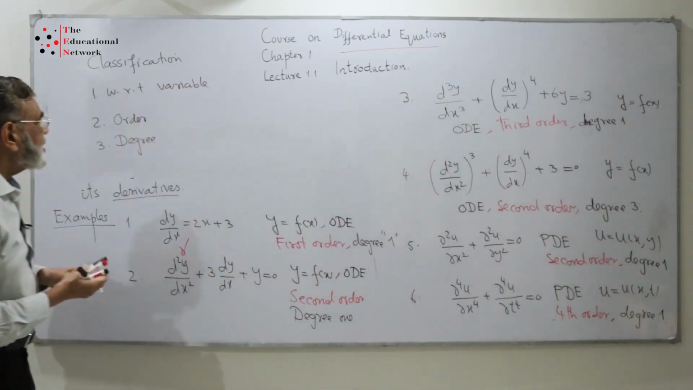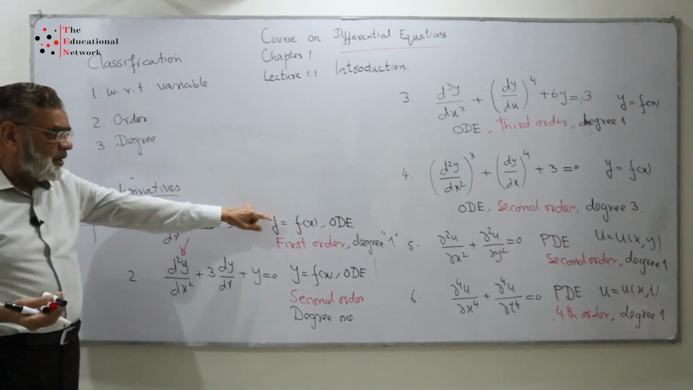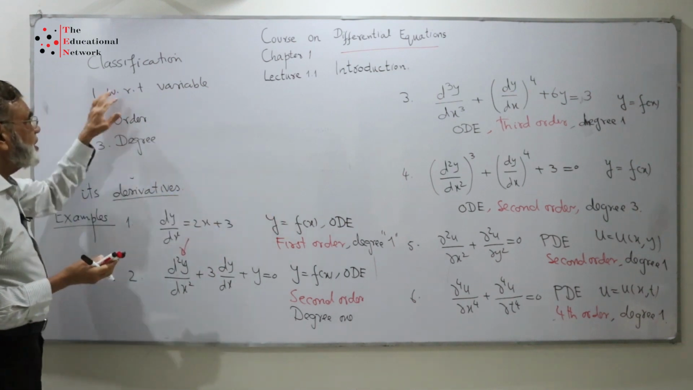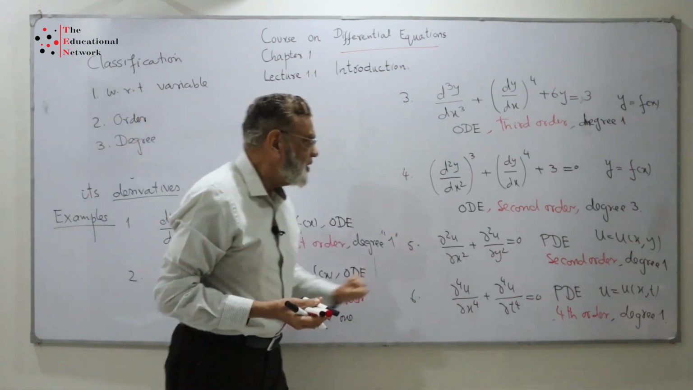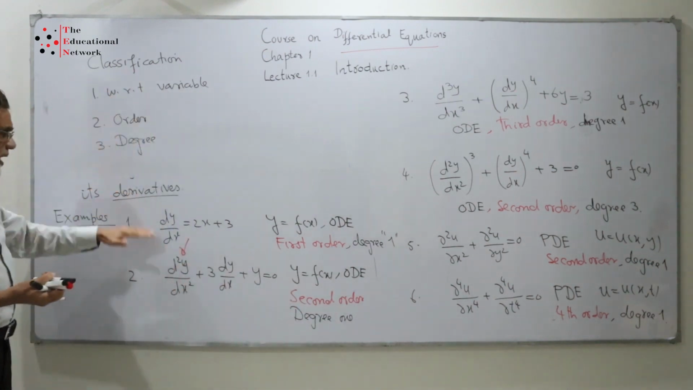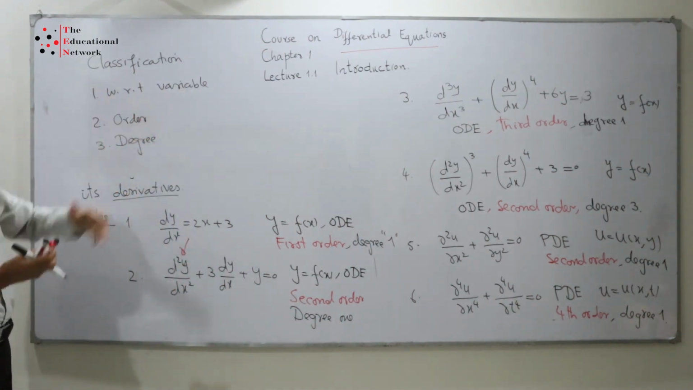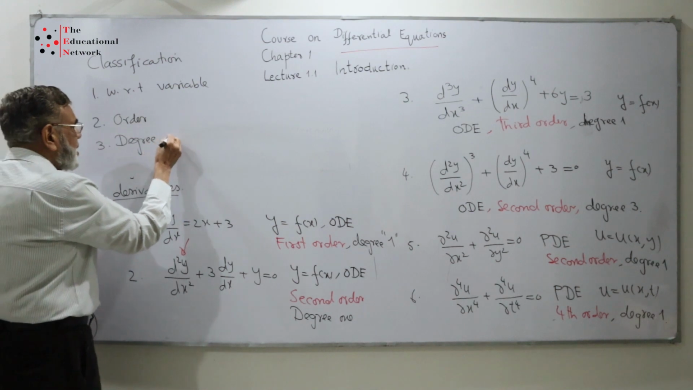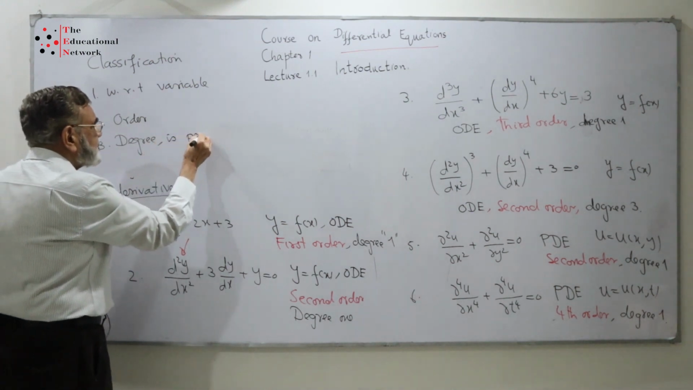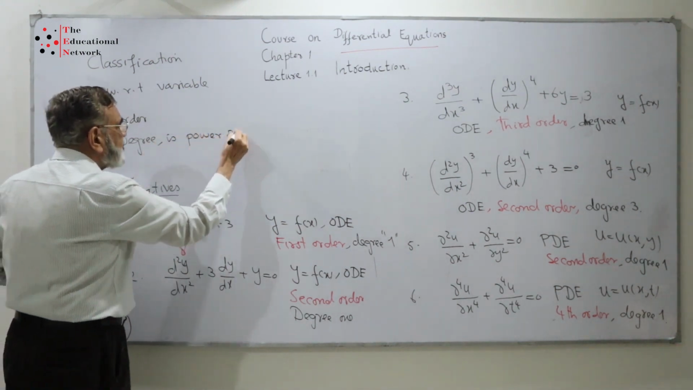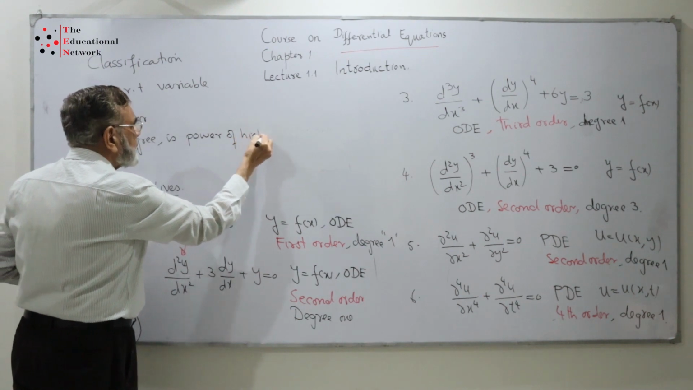So we have the classification with respect to the variable: function of one variable, ordinary differential equation; function of two variables, partial differential equation. Order is the highest order term, and degree is the power of the highest order term.